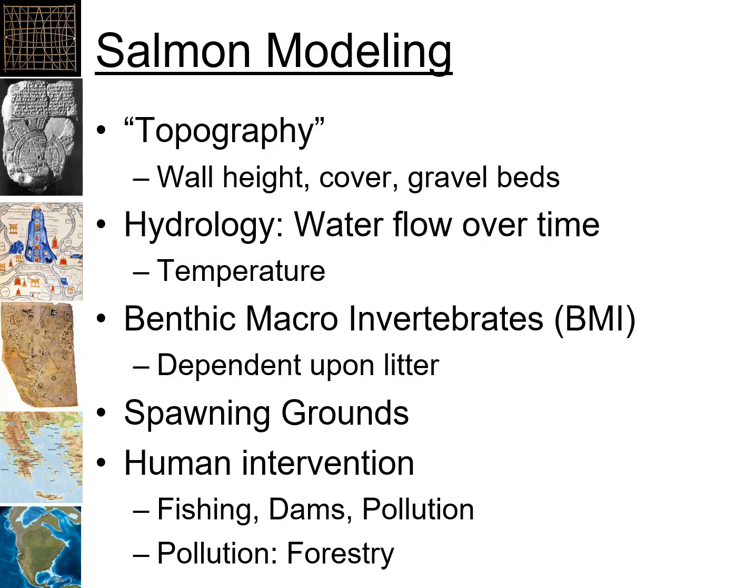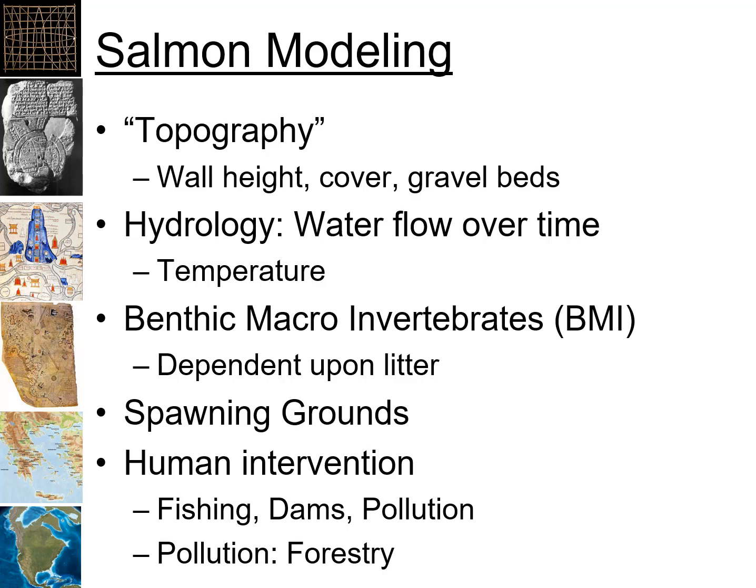Cover from wood and trees is important to cool the water and also to keep them from being taken by predators. And gravel beds I'll talk about a little bit. Hydrology then becomes important. BMIs, benthic macroinvertebrates, that's what the juvenile salmon eat as they're moving downriver. That's dependent upon litter, so leaves falling into the river primarily. So in other words, salmon are connected with what's happening with the plants on the shore.